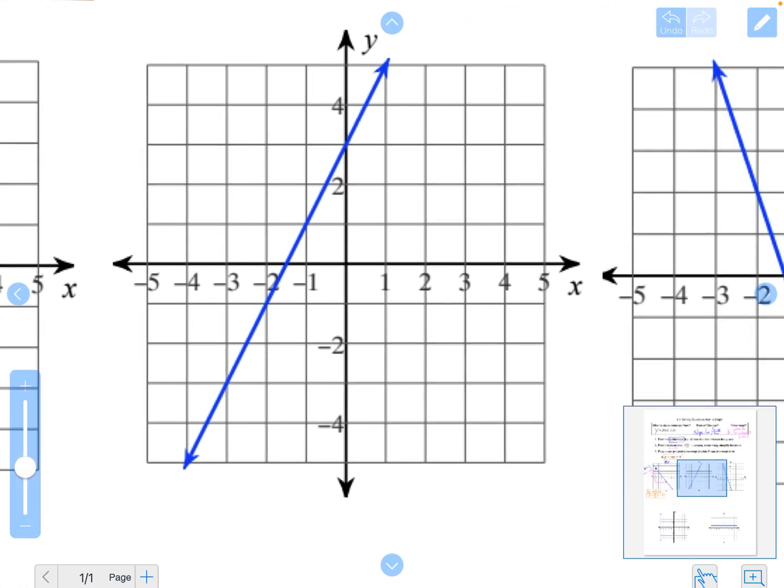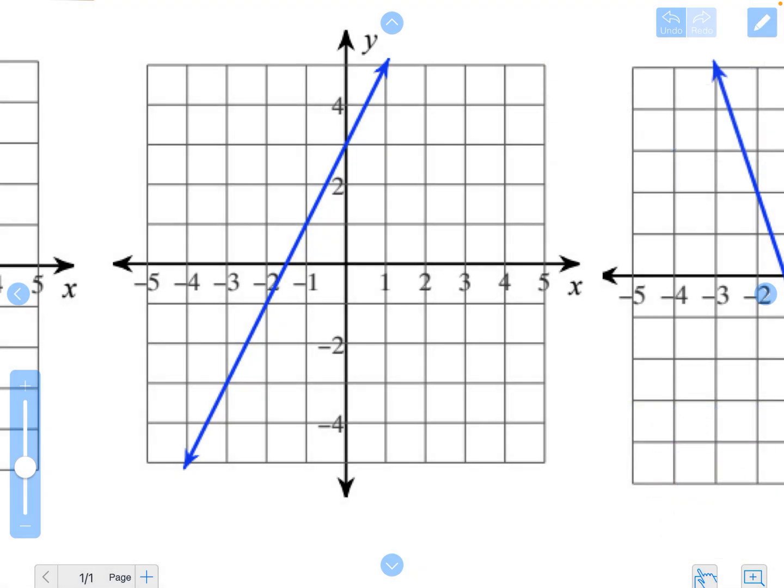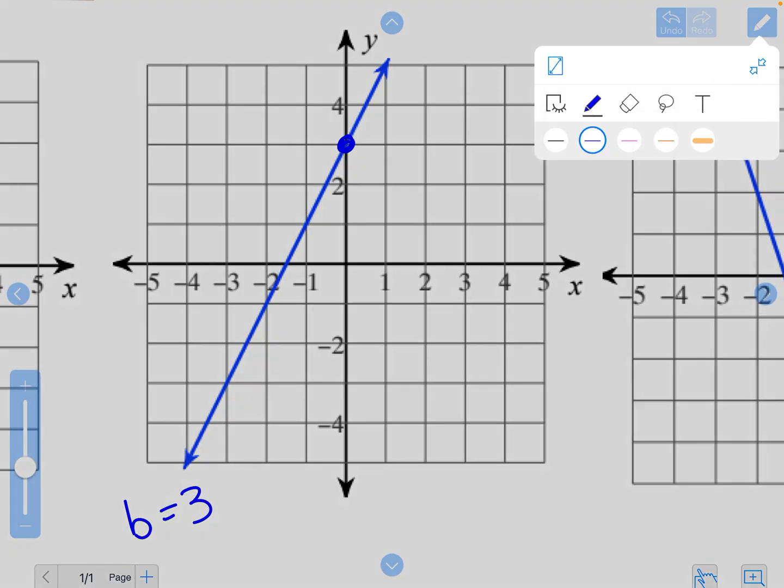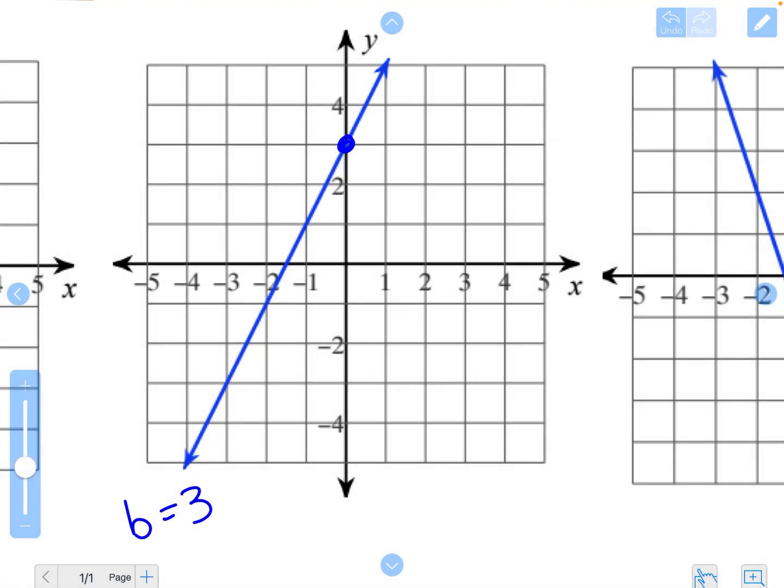All right, so let's look at our next one. So our next one, our y-intercept is right there. So our b is +3. And again, we need to find our slope. And so I can't tell if that line going up touches a corner. So I need to go down, and there we go. I find that corner right there.